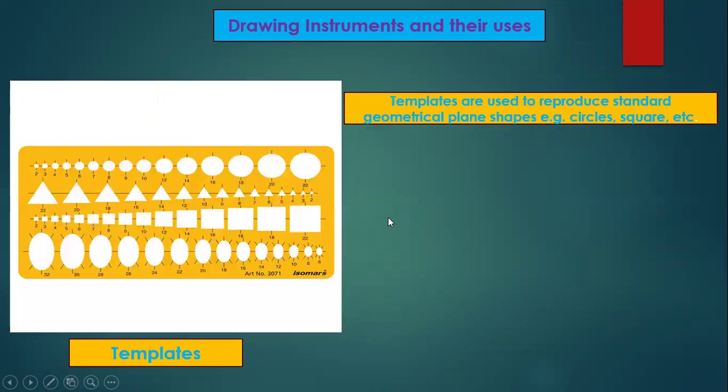Then we also have templates. So templates are used to reproduce standard geometrical plane shapes such as circles, squares, and so on. So this is what we call a template. So you can use it to produce triangle, to produce circles, and to produce oval, to produce square of any size.